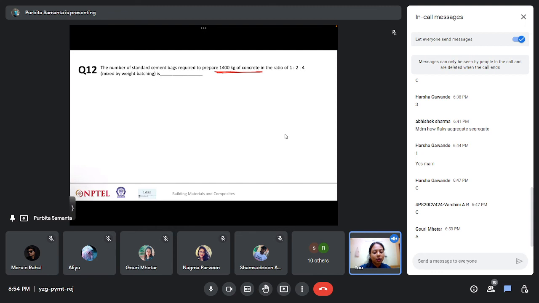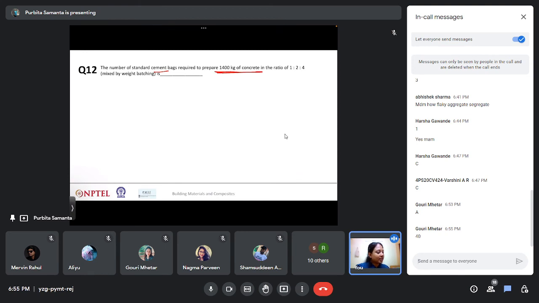But for this course or this particular module, I think it's not required. But yes, if any of you are interested, you can always go through it, and if you don't get it, you can ask me. I can also share some examples of numericals where we find out how many cement bags are required if we are preparing the concrete with the help of volume batching. This is weight batching, which is the easier version of calculating the cement bags.